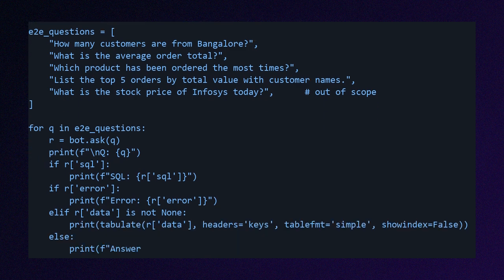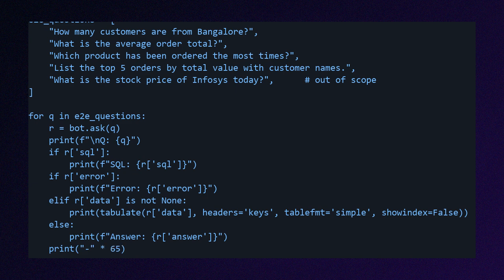Notice how cleanly the class interface reads. No schema visible. No prompt visible. No chain visible. Just bot.ask and a result dict comes back. This is the interface you would wire to a FastAPI endpoint. Or a Streamlit text input, no changes needed.